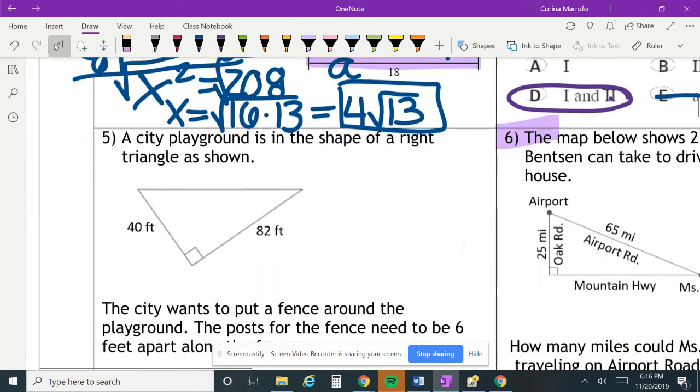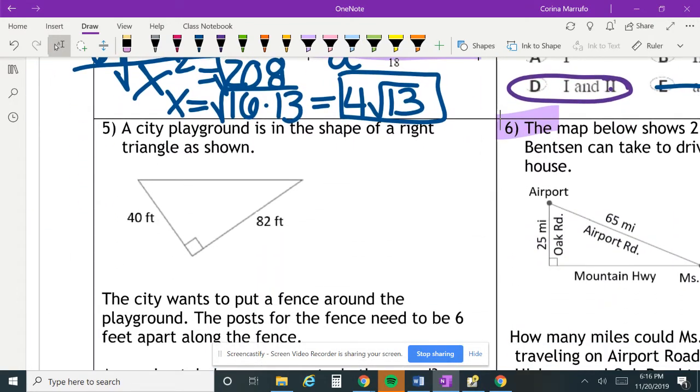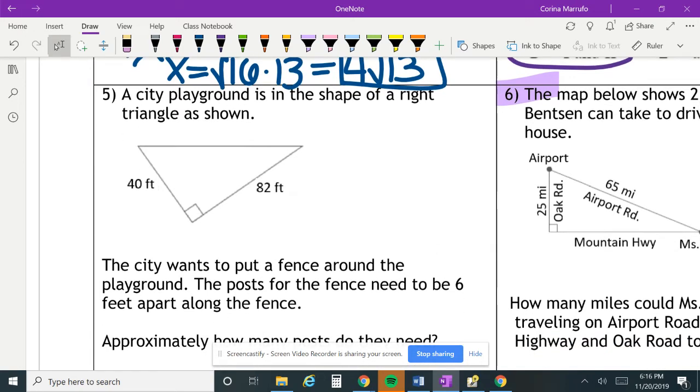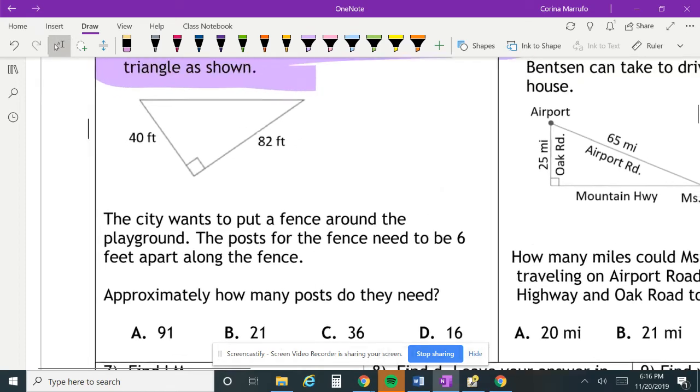The next one says a city playground is in the shape of a right triangle. The city wants to put a fence around the playground. You know what? There's going to be one on your test like this. So the city wants to put a fence around the playground. The posts for the fence need to be 6 feet apart along the fence. Approximately how many posts do they need?